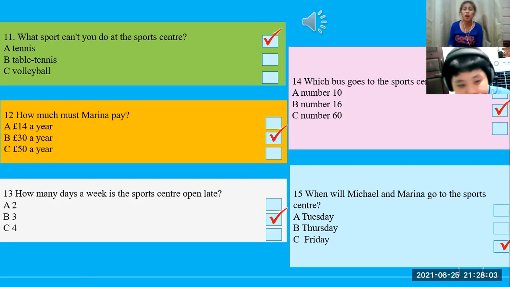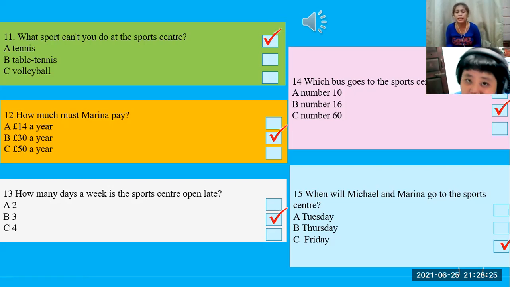Okay, so they are talking here about Marina and Michael that the sport that they can't do is table tennis. Okay, and then they have to pay £30 a year for them to join. And next one, letter B, 14, number 16. And 15, when will Michael and Marina go to the sports center? It will be on Friday. Okay.